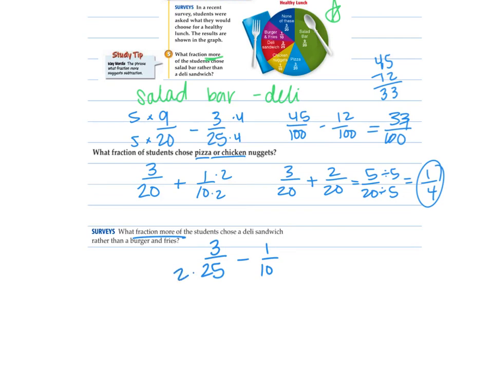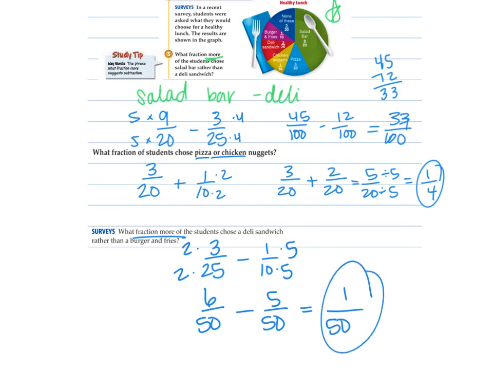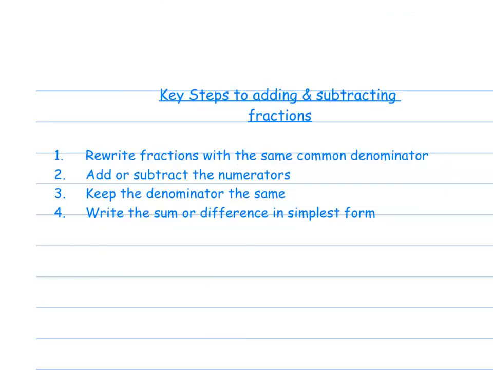So we're going to multiply this side by 2, which would be 6 over 50. Multiply this side by 5. So we would be subtracting 5/50. 6 minus 5 is 1. Keep the denominator of 50. There's our final answer.